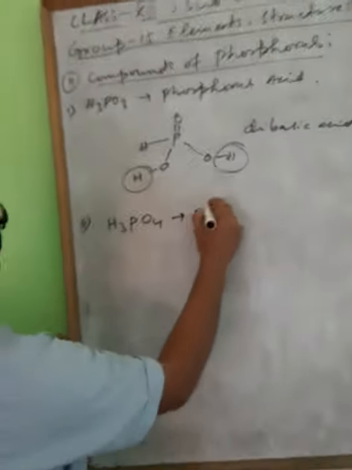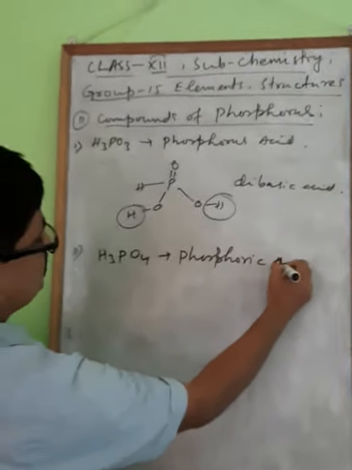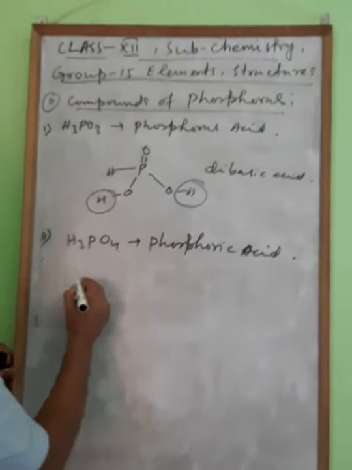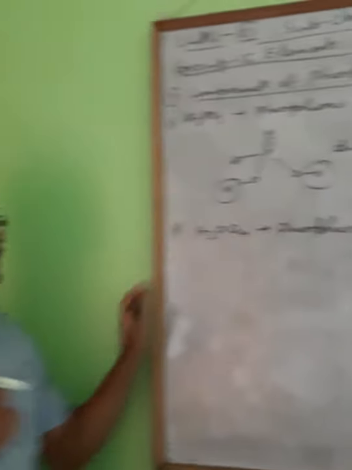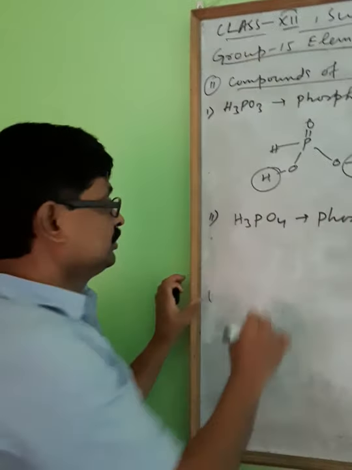H3PO4. What is this? Phosphoric acid. Okay, draw the structures. It is a tribasic acid. That one is dibasic. 3 hydrogens. Here also 3 hydrogens, but it is tribasic. How will it come? See.